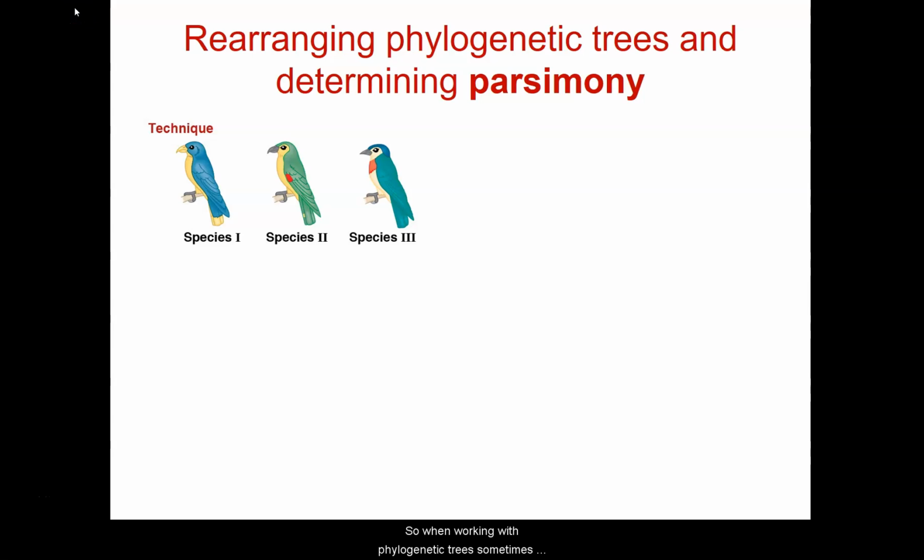So when working with phylogenetic trees, sometimes the simplest solution is the best, and again, we call this parsimony. So let's take a quick look at what that means. Here we have three different species of birds, clearly noted species 1, 2, and 3.